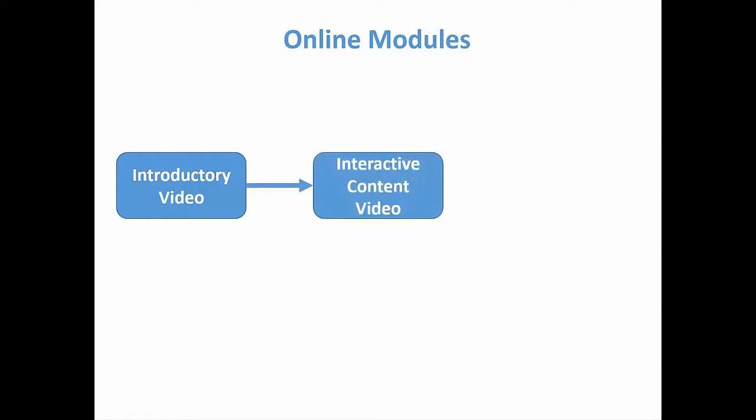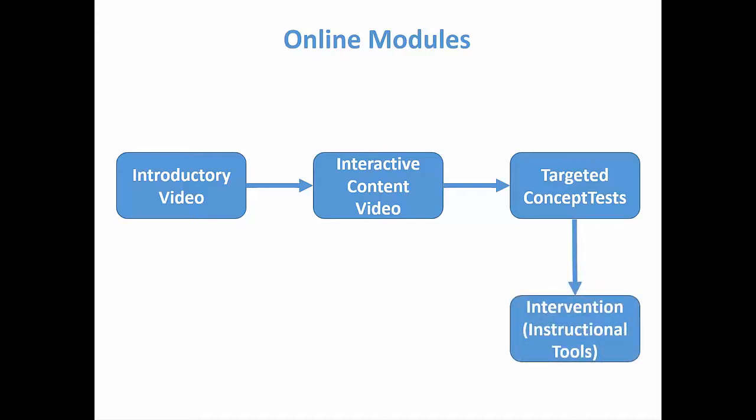A second interactive content video would then introduce specific mechanics content similar to what would be used in a flipped classroom. Embedded in these videos will be 3 to 4 short comprehension questions to help students process this content. Following the interactive content video, one or more targeted concept tests will be presented to the students to assess their understanding. Student responses to these concept tests will then direct them to an appropriate intervention. The intervention will confront the alternate conception elicited through the targeted concept tests and will differ depending on the student's answers. The next portion of the online module is the adaptive concept test.